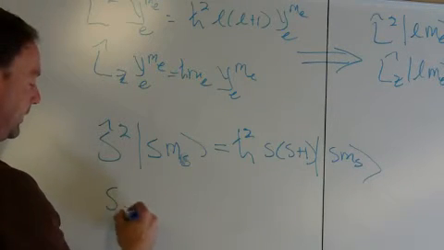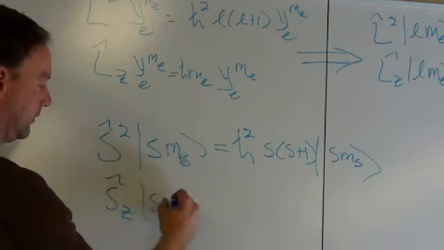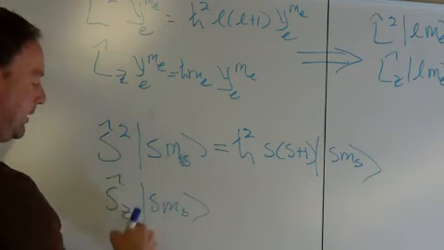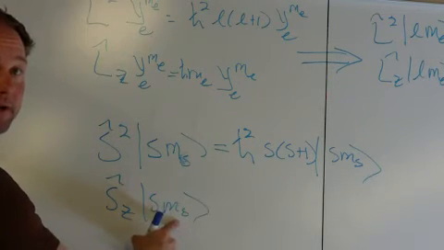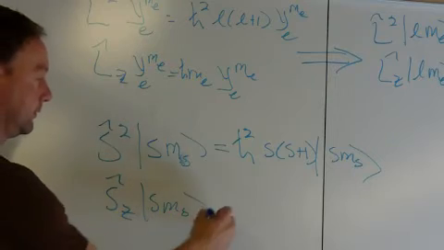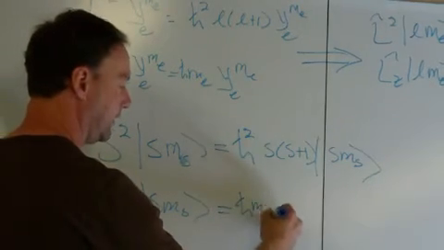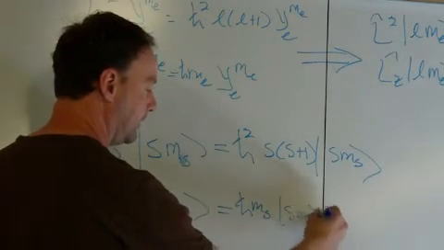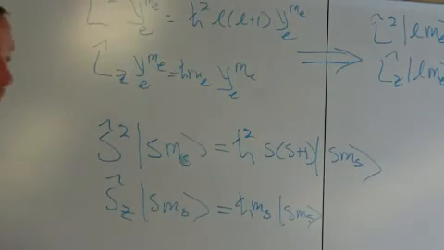And what about SZ? What is SZ operating on to pull out of this ket? H bar MS, S MS. And what does MS represent? Projection of spin. Projection of the spin.